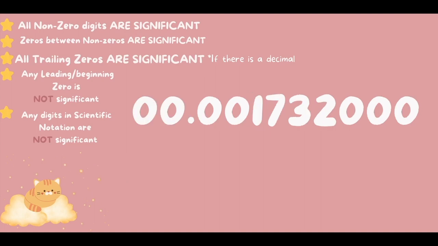Next, we have a very large number again. How many significant figures do you see here? We have 7 sig figs total, so 1, 7, 3, and 2 are our non-zeros that are automatically counted as sig figs, and then all of the trailing zeros are also counted only because we have a decimal point here, and of course the beginning zeros are never counted, so 7 sig figs in total.